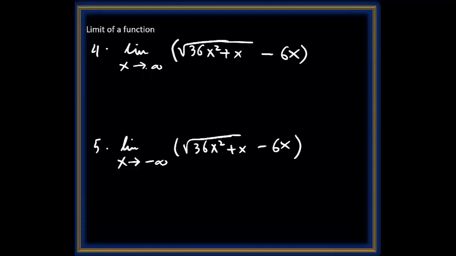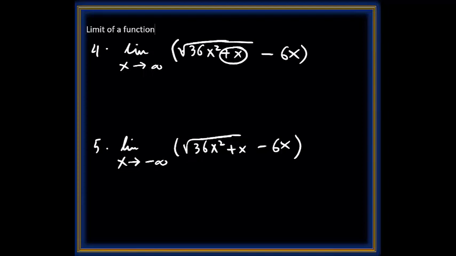In this case we have x approaches infinity, and the term is the square root of 36x squared plus x within the radical sign, minus 6x outside, and we have the same function. One x approaches infinity, another one x approaches negative infinity. We want to see what happens. If you look carefully, when x approaches infinity, this quantity here will be considered as 36x squared, and you can ignore this term because it's a lower order term.